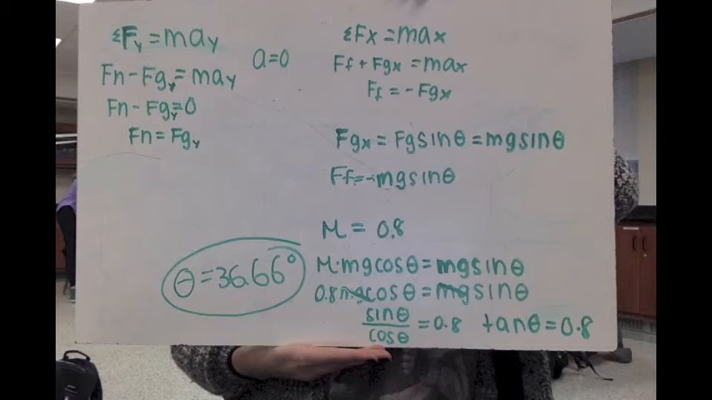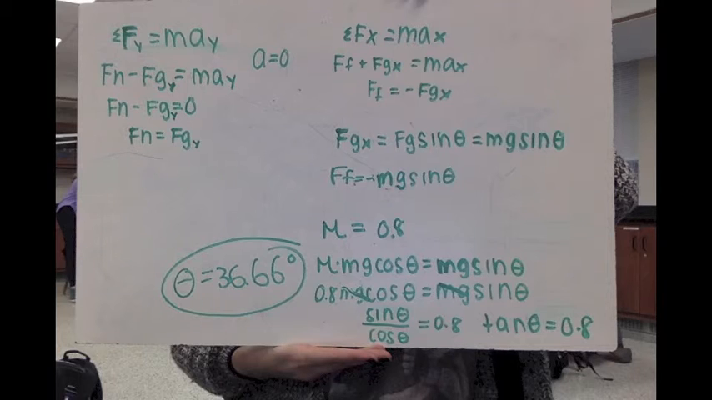Then we find that F_g,x equals F_g sine theta, using the coordinates on the graph before, and that's equal to mg sine theta, because the force of gravity is equal to m times g. Then we substitute that into the force of friction, so we get the force of friction equals negative mg sine theta. Then we use our mu and we solve for the angle that the car can be parked on.